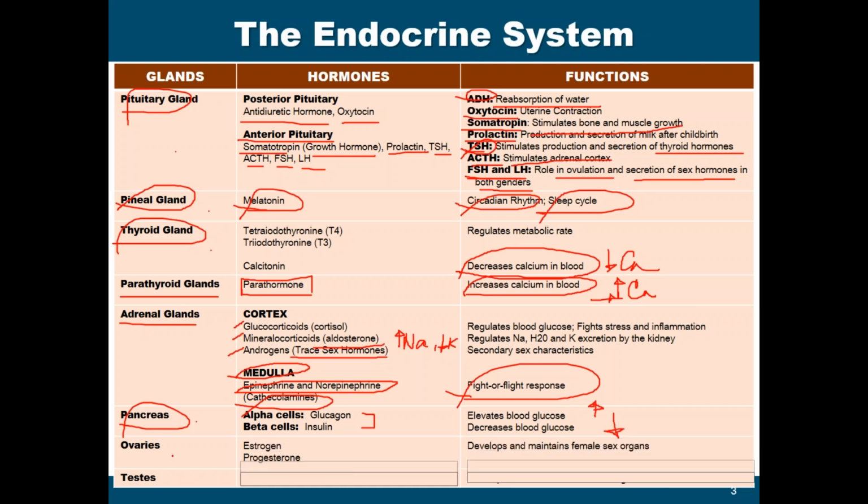The last two glands that we're going to discuss will be your ovaries and testes. Your ovaries secrete the hormones estrogen and progesterone, and the purpose of which is to develop and maintain the female sex organs. Your testes produce what you call the androgens, and the primary androgen is your testosterone. And the purpose of testosterone also is to develop and maintain the male sex organs.